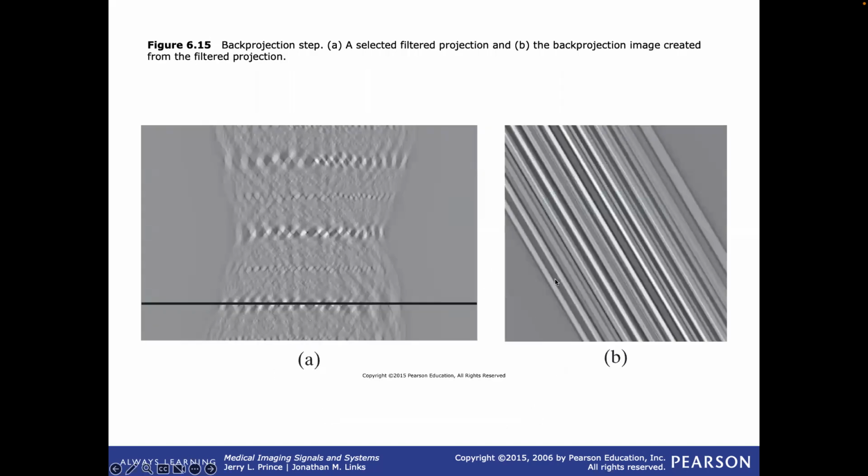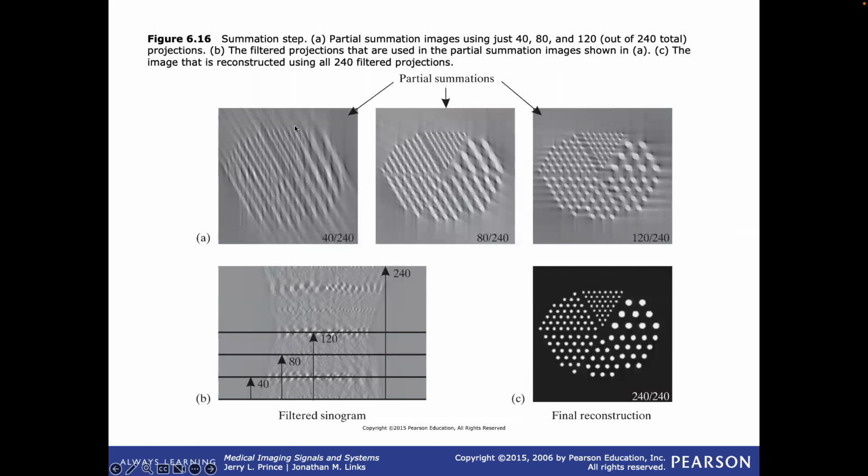And so they look like this. Then as I put more of them together, if I put, say, 40 of them in a projection, it looks like that, then 80, 120. And finally, when I'm done with my 240, I get the object back.